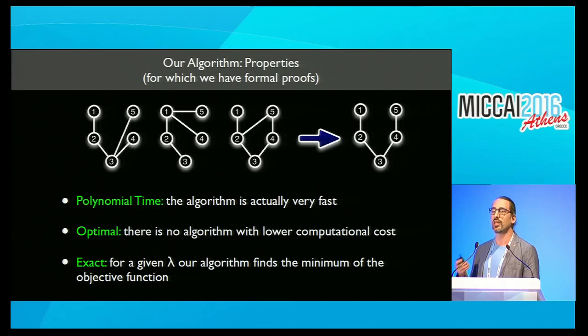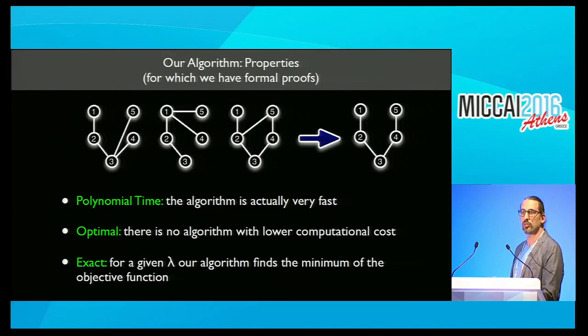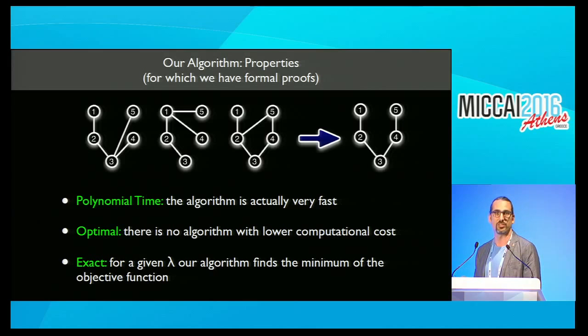For instance, for this algorithm, we were able to formally find demonstrations or proofs that, first, the algorithm is in polynomial time, which means it runs in a reasonable amount of time. In fact, this is a very, very fast algorithm. Second, we were able to prove that the algorithm is optimal. So for this model that we're proposing, you cannot find an algorithm with lower computational complexity.